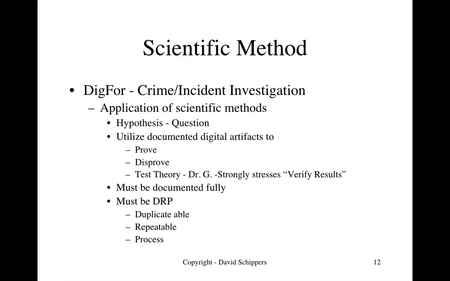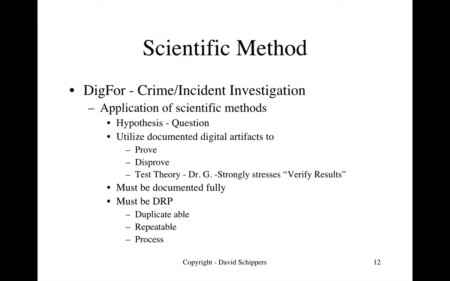Now, when we move into digital forensics, we really need to understand that it definitely includes, with crime and incident investigation, the application of scientific methods. So what does this mean? It means that we should have a hypothesis. So that is, what is the question we're trying to answer, or what are we trying to determine? And that's actually dictated by our investigative authority and by the requester, but we'll get into that in a minute.